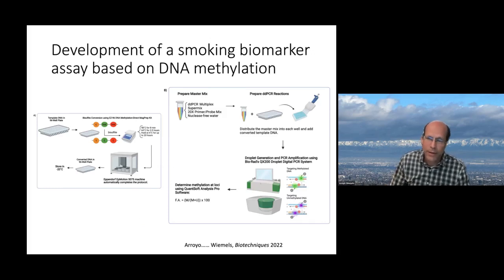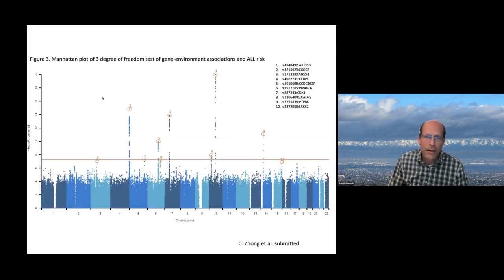So we developed an inexpensive assay to assess smoking in 8,000 subjects in our study. We can't run these methylation arrays on 8,000 people in any kind of economical fashion. So we use this rapid, inexpensive droplet digital PCR assay. Here are some results. This is a gene by environment WAS type analysis where we assessed environment effects, so tobacco effects on genes. We also assessed gene effects on the disease.